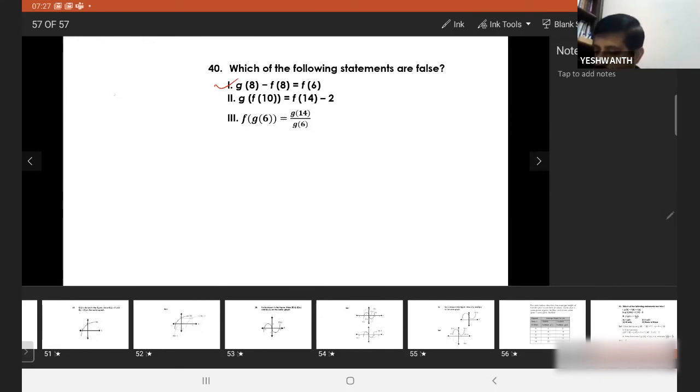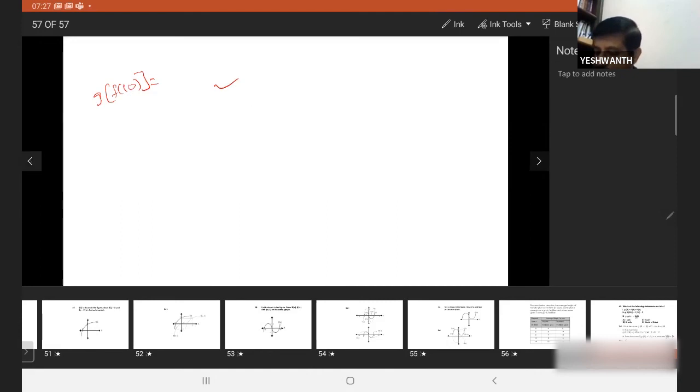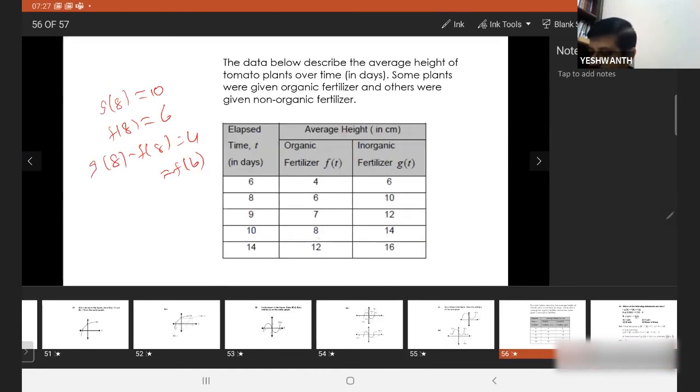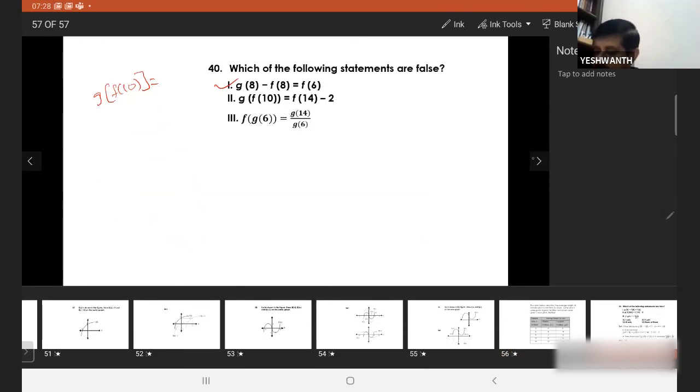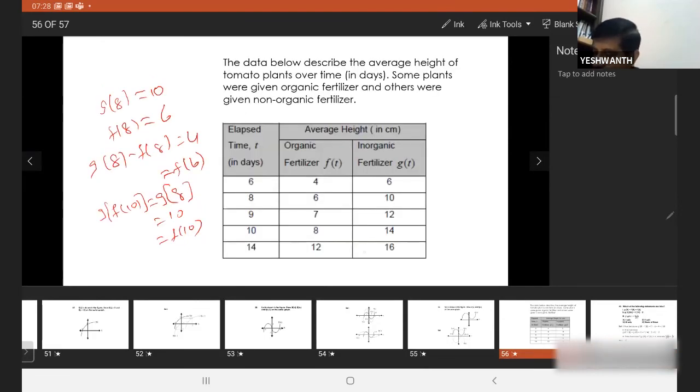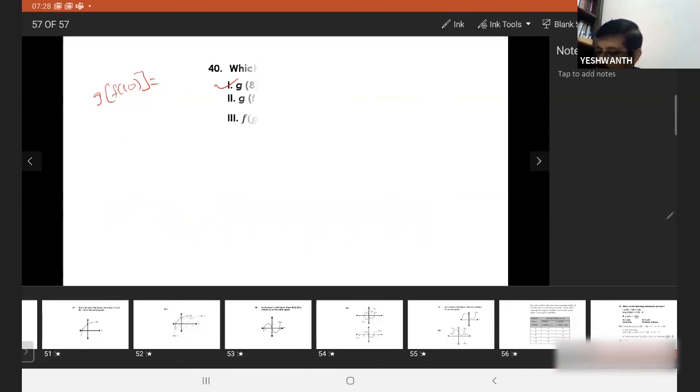Next, g of f of 10 is f of 10. f of 10 is 8. g of f of 10 means g of 8, which is 10. That is f of 10. Right? So now let us check what he says. f of 14 minus 2. f of 14 is 12, minus 2. Yes. So therefore option 2 is also right.